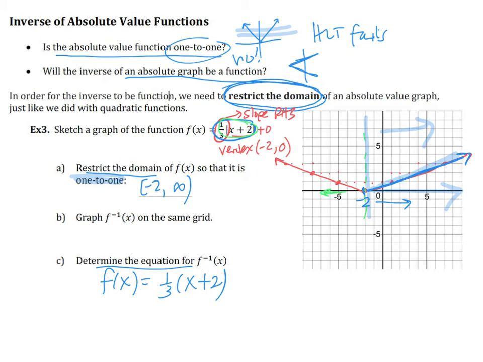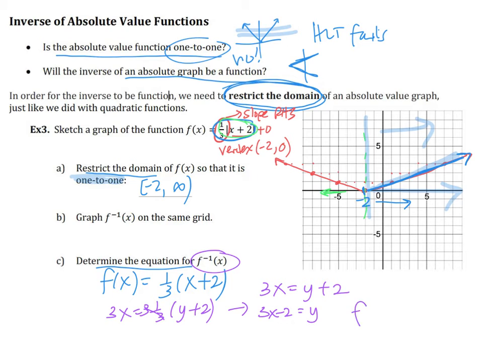And so what do I do now? I switch the x and the y. I solve for y, and then I substitute in f to the -1 of x. So what am I going to do? I'm going to multiply each side by 3. So sorry, I'm running out of room. So I get 3x equals y plus 2. I'm leaving my 2 to the other side, so I get 3x minus 2. So the inverse function is 3x minus 2.